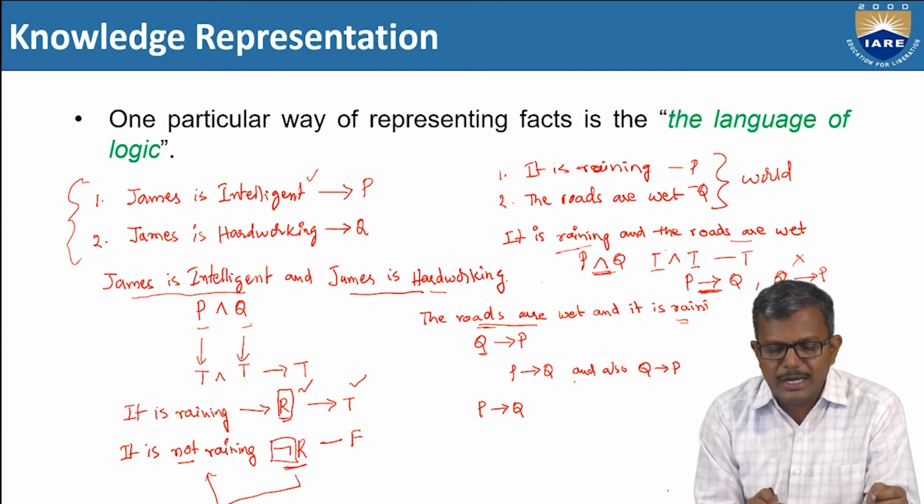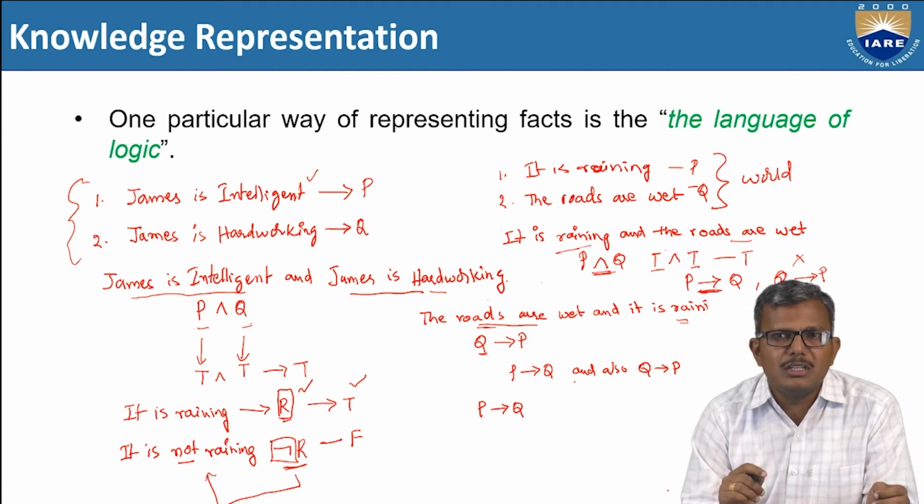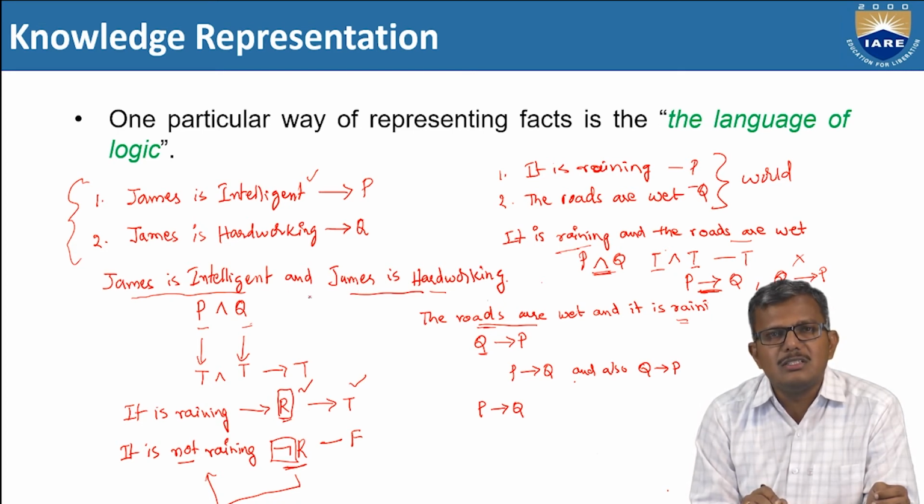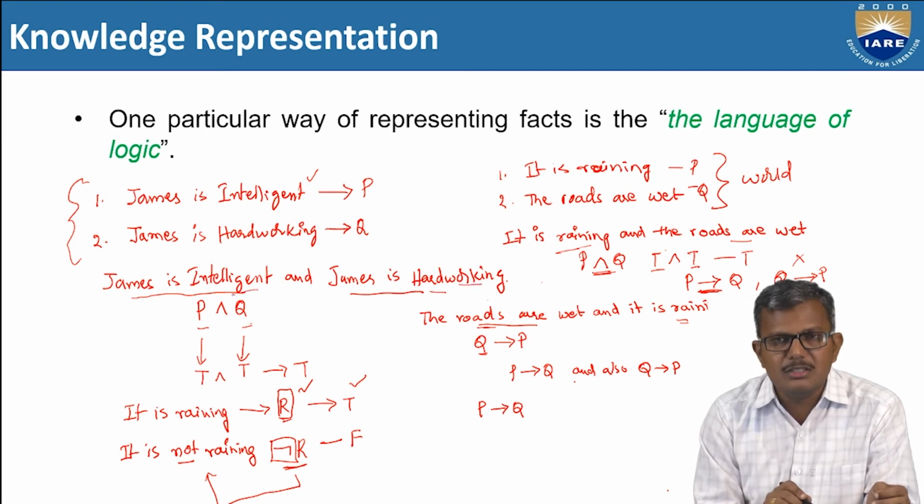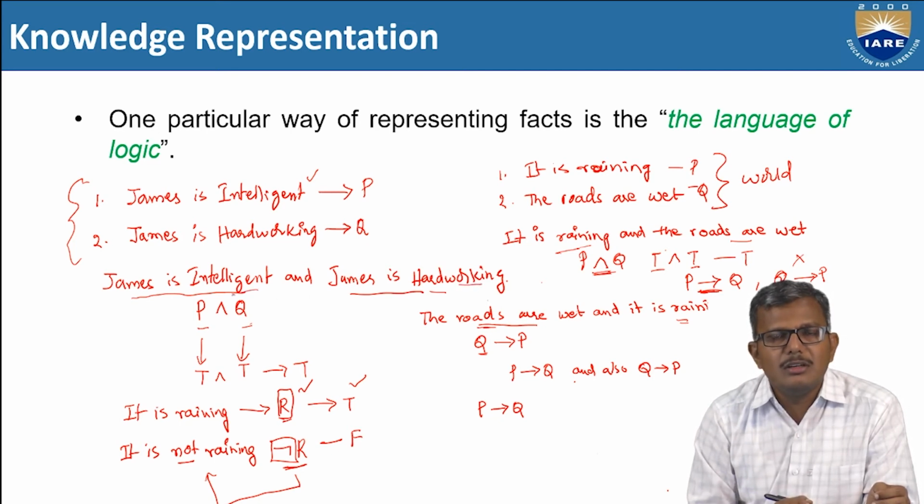Means what happens if I write James is hardworking first and then James is intelligent? Nothing is going to happen. We are not going to disturb the semantics of the representation. How will it be after shuffling? James is hardworking and James is intelligent. Because of his hardworking, he is intelligent. In some kind of meaning, it is giving some kind of meaning.